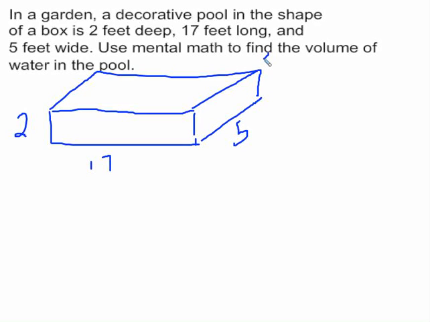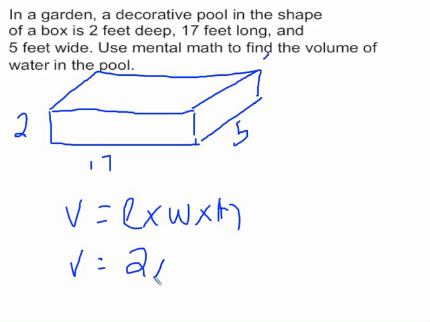Well, we know to find volume, volume is length times width times height for a rectangular prism, which is what we have here. So in this case, I'm looking at 2 times 17 times 5. Now they're asking me to use mental math. So using mental math, 2 times 17 I know is 34. 34 times 5 I might want scratch paper to do.